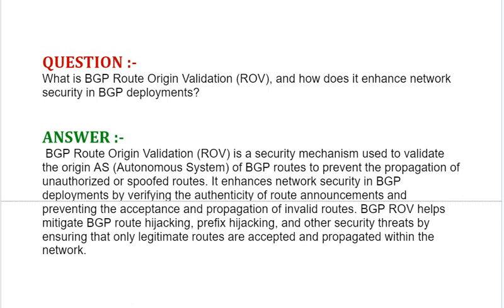BGP ROV helps mitigate BGP route hijacking, prefix hijacking, and other security threats by ensuring that only legitimate routes are accepted and propagated within the network.